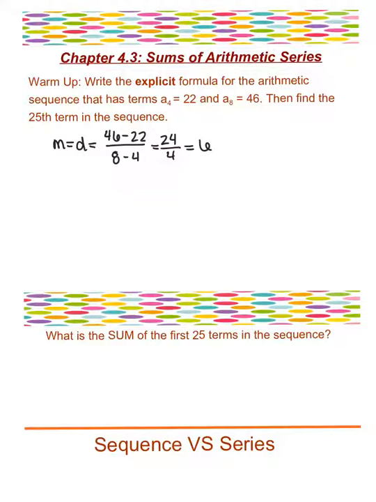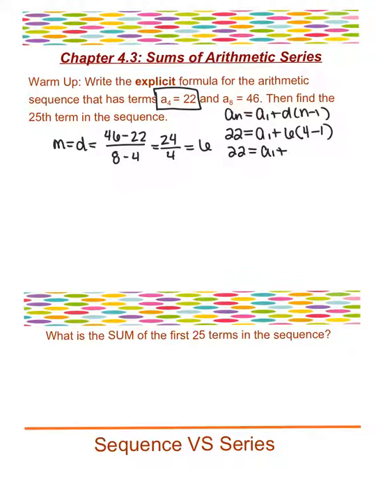Now I'm going to decide to use this first a sub 4 term because the numbers are smaller, and I'm going to find the first term. So I'll have 22 equals a sub 1 plus the common difference times the n value minus 1. I'll write that explicit formula for you here in case you need it to reference. So when we clean this up, we get 22 equals a sub 1 plus, I know this 4 minus 1 is a 3, and 6 times 3 is 18. So I'm going to subtract 18 from both sides, giving me an a sub 1 that is equal to 4.